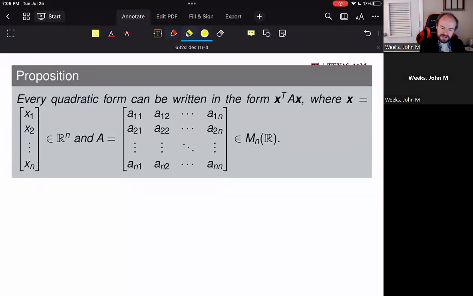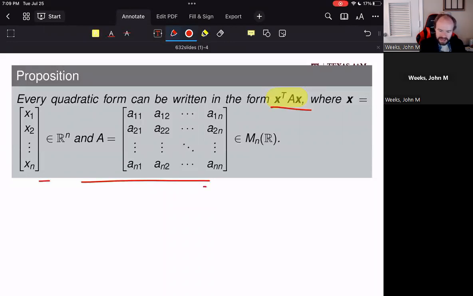And they come from equations, in terms of matrices, that look like this. Let's take x to be our generic x sub 1 through x sub n, all of our variables in terms of our Rn space. And let A be a matrix of coefficients, A11, A12, the entries being indexed by row and then column. So A21 is the second row, first column entry. Now, every quadratic form can be written in exactly this way: x transpose times A times x.